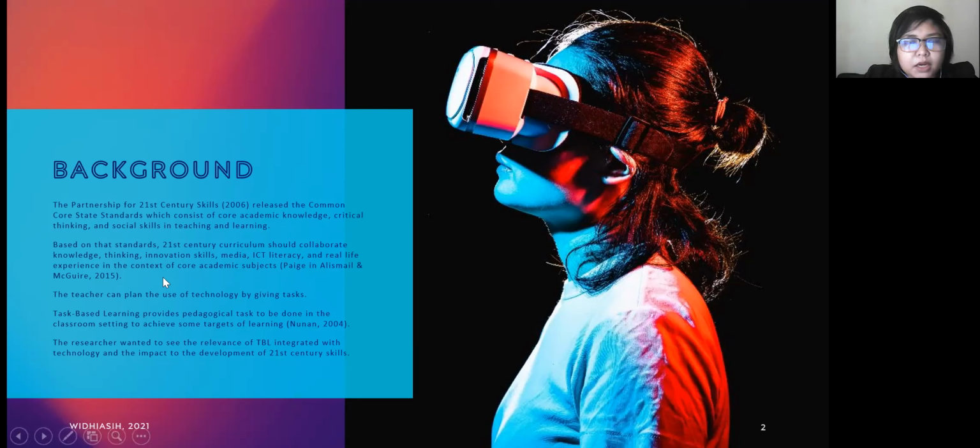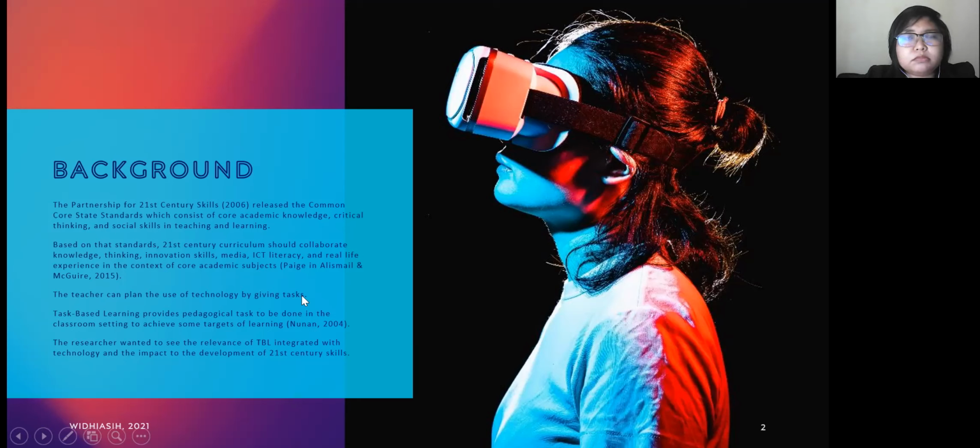The use of ICT and the mastering of ICT literacy can face a kind of positive and negative effect. And at that time, teachers should guide the students to use ICT in the proper way. The teacher can plan the use of technology by giving tasks.